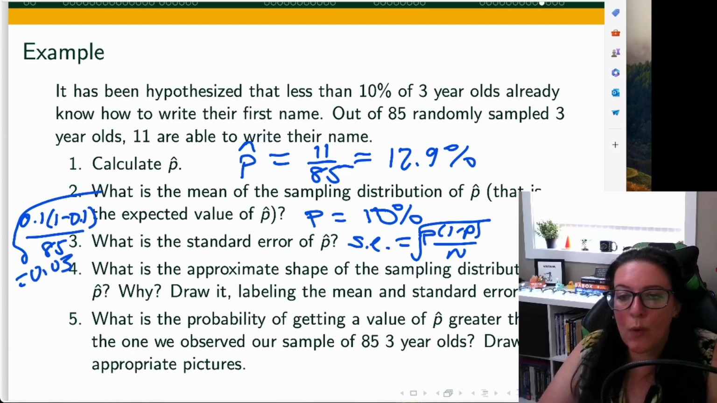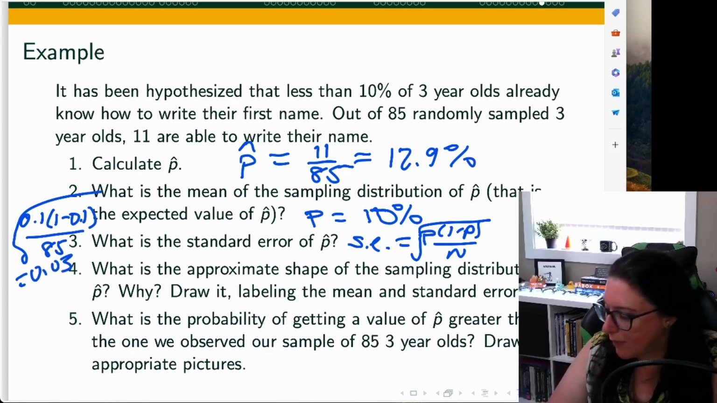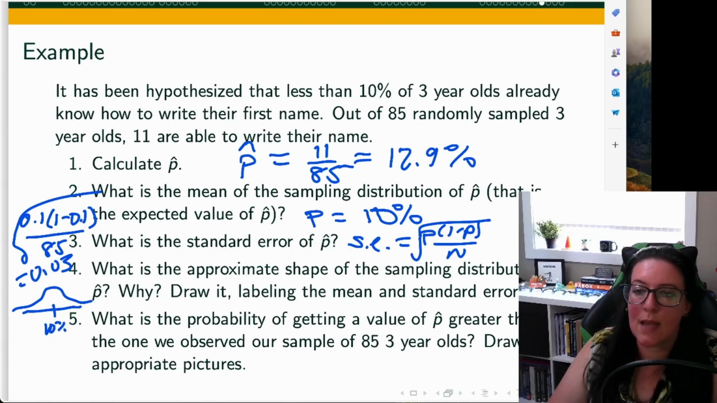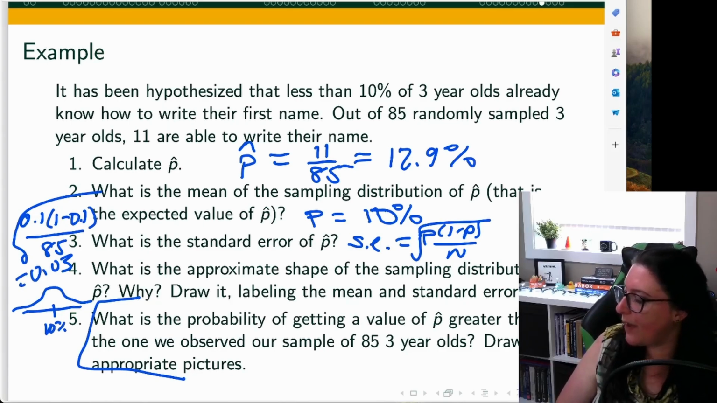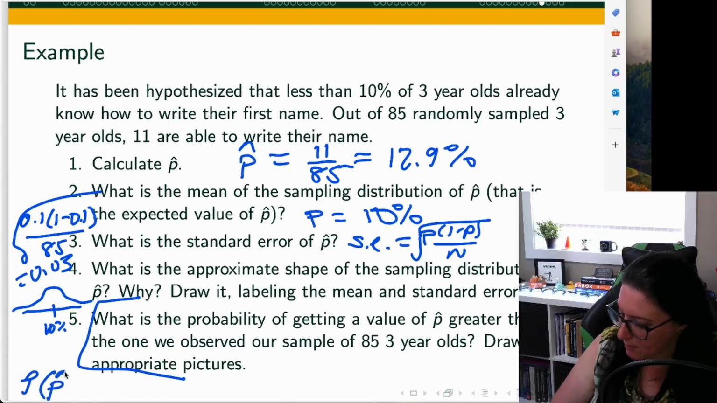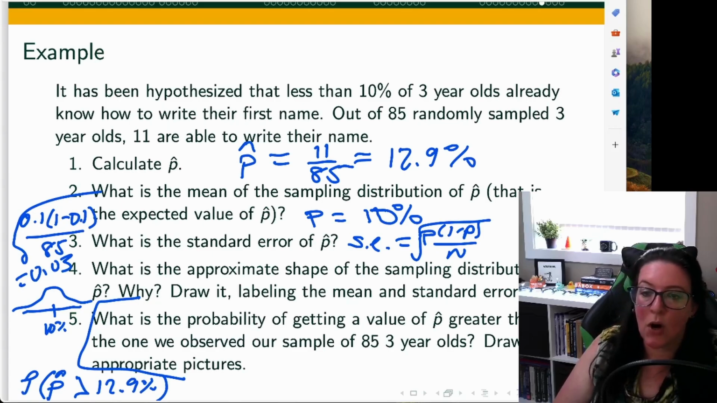All right, so if we were looking at the approximate shape of the sampling distribution of p hat, we would have that normal distribution where the mean was the 10% and the standard error was the standard deviation of that distribution. So let's look at the last question. What's the probability of getting a value of p hat greater than the one we observed in our sample of 85 randomly selected 3-year-olds? So we want to know the probability that p hat is greater than the 12.9% that we observed in our sample.